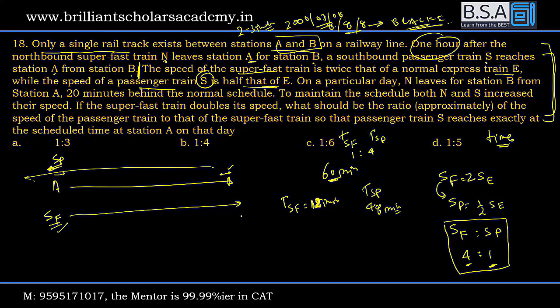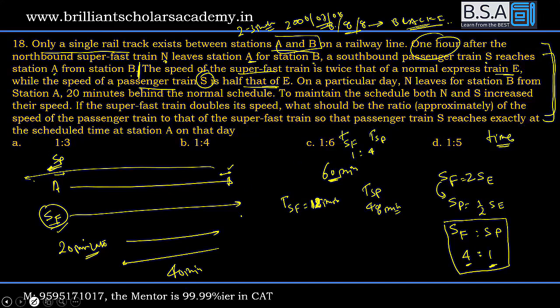Okay, now the second part. On a particular day, this train starts 20 minutes late. Because this train starts 20 minutes late, whatever you have to do, go forward and then send the other train, you must achieve it in 40 minutes. The train starts 20 minutes late and it has doubled its own speed.